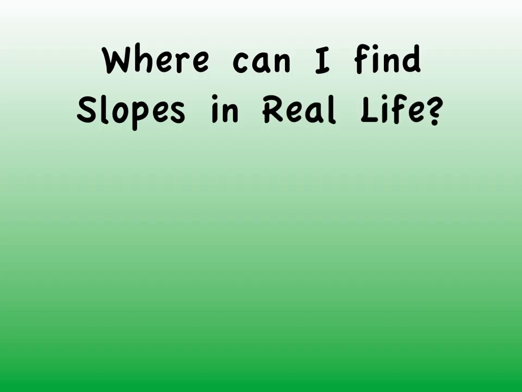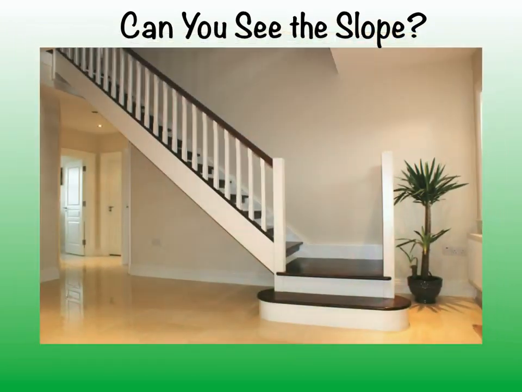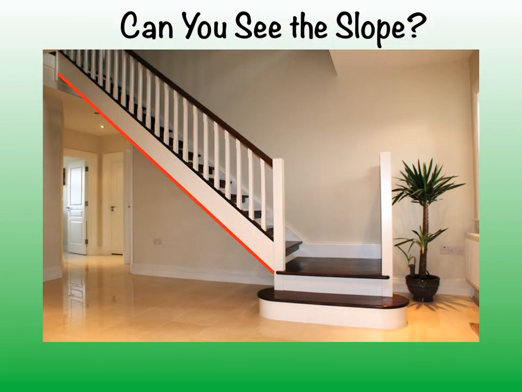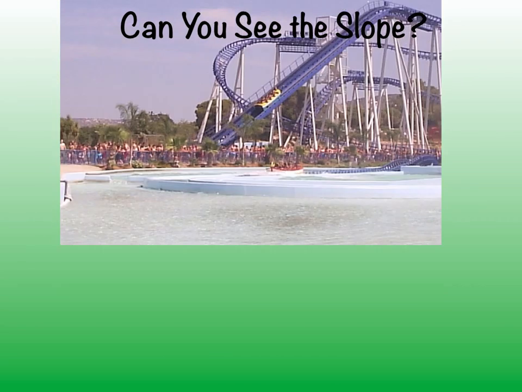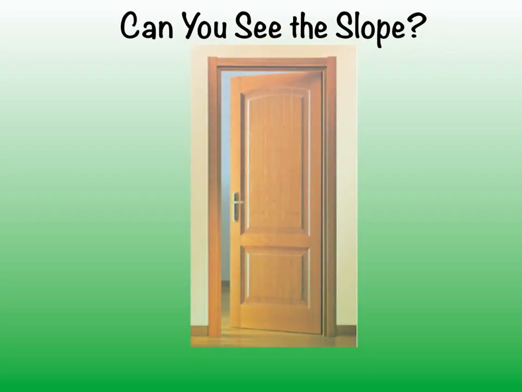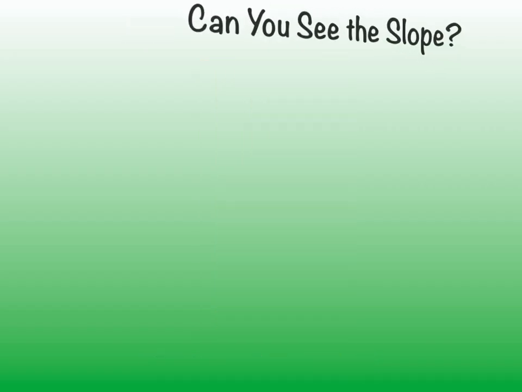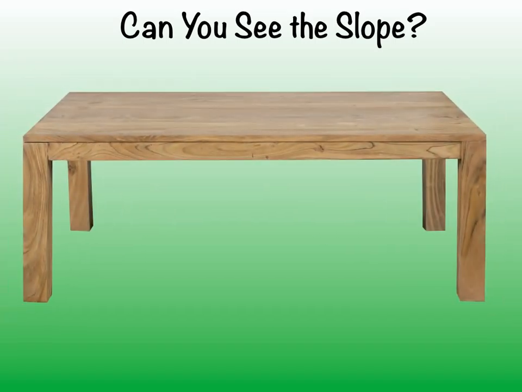Where can I find slopes in real life? It's pretty simple. We will answer this question by playing a game. Can you see the slope? Yes. And this slope is negative. Can you see the slope? And this slope is positive. Can you see the slope? And this slope is undefined. Can you see the slope? Yes, and this slope is 0. See? Slopes are everywhere.